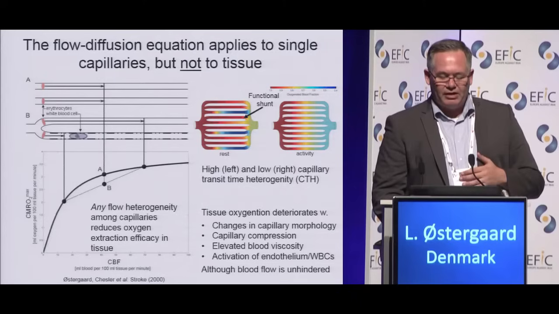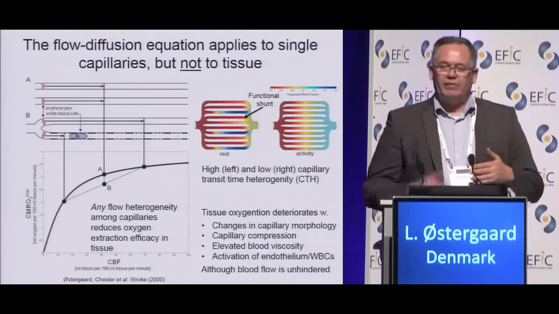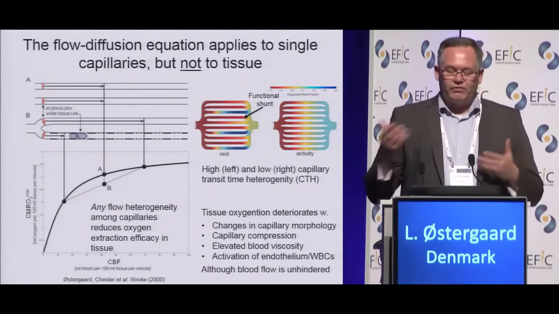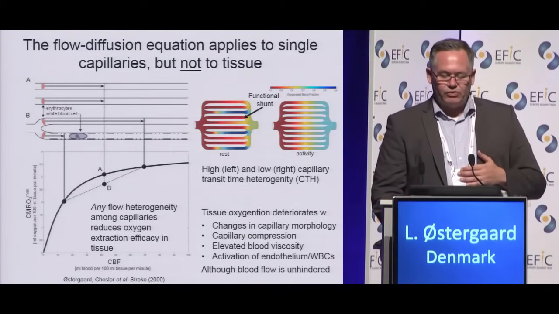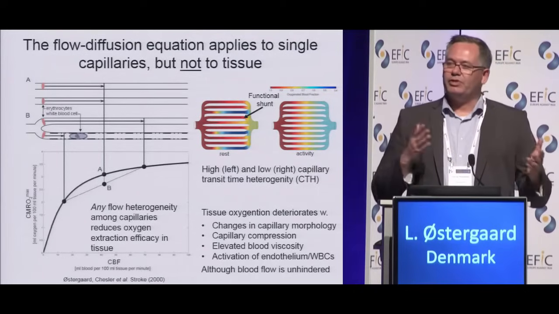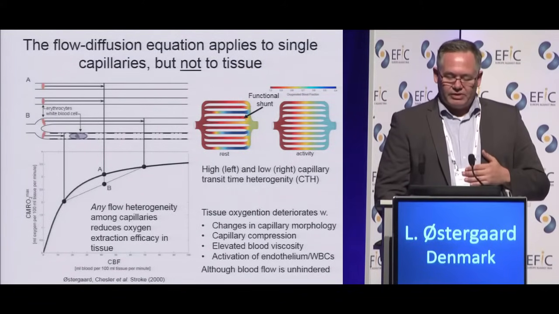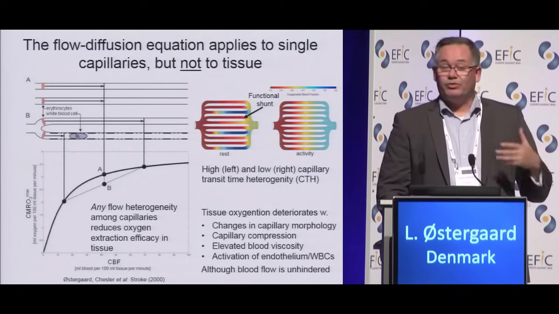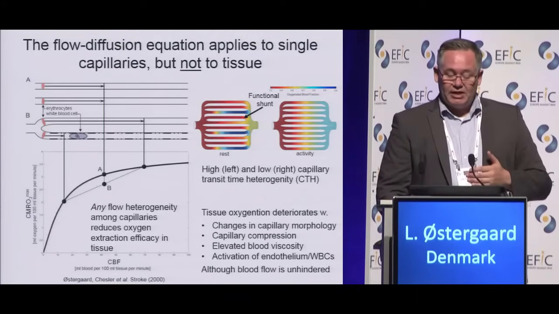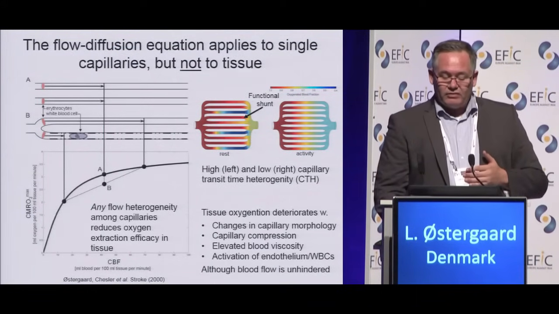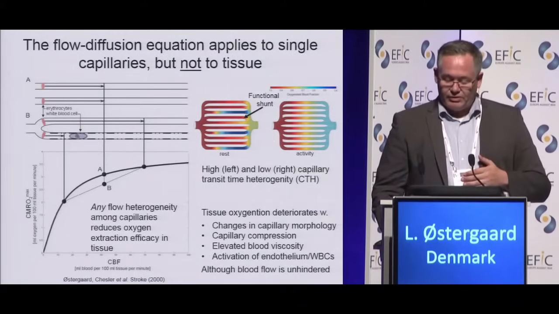And what you can see by forming the average of these capillaries and these capillaries is that every time you disturb the distribution of capillary flows as it is in normal tissue, you reduce oxygen extraction efficacy. So every time you disturb capillary flows, there's less oxygen available. That's very important because it means that, for instance, if capillaries are damaged, or if edema compresses without stopping capillaries, it also reduces oxygenation and so forth. And all of this happens even though blood flow is not hindered.